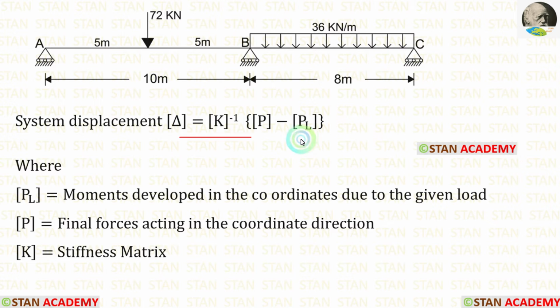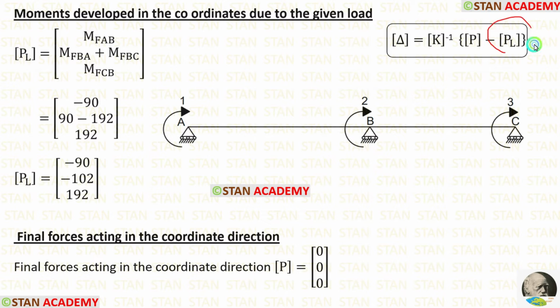In this formula, first let us find PL matrix. We know that PL matrix is the moments developed in the coordinates due to the given load. In the beginning, we have calculated the fixed end moments due to the loads. So for the PL matrix, we have to apply the fixed end moments. But we must be very careful. We have to enter the moments in the order, first for the first coordinate, then for the second coordinate, finally for the third coordinate. The first coordinate is the point A.